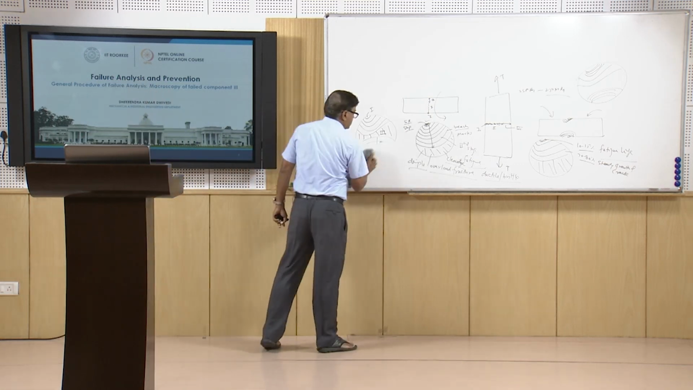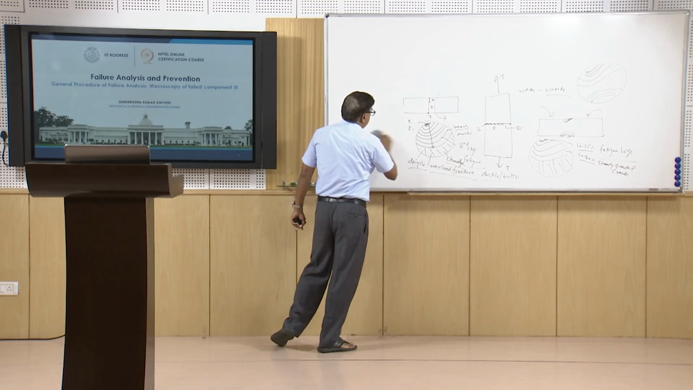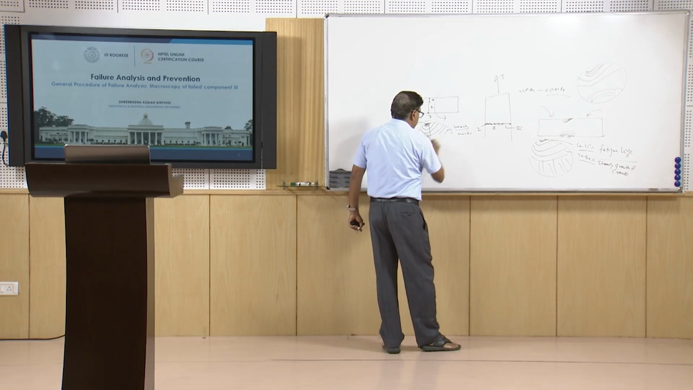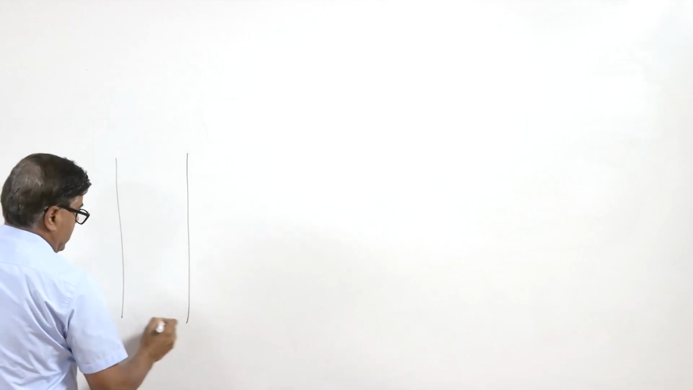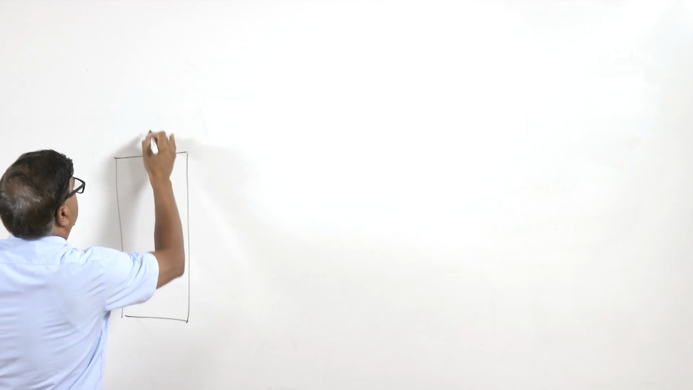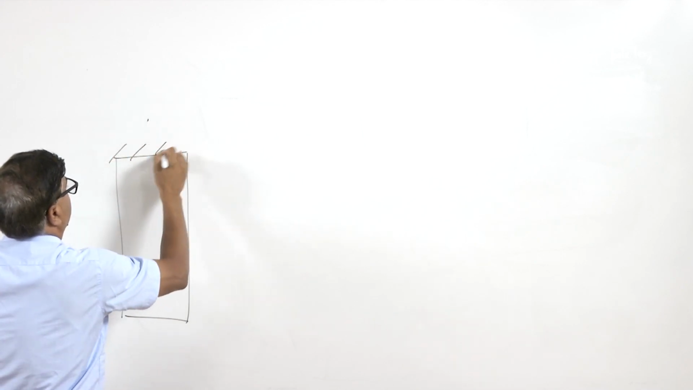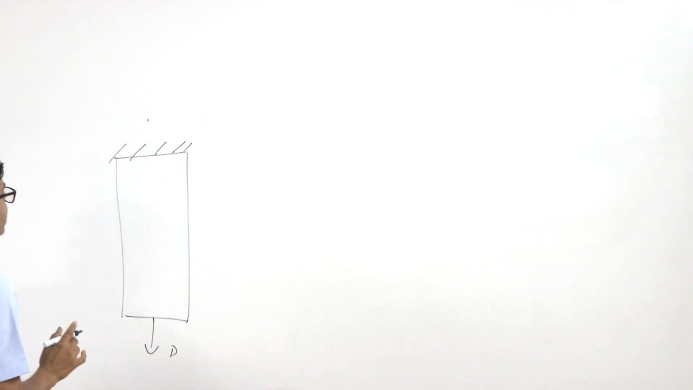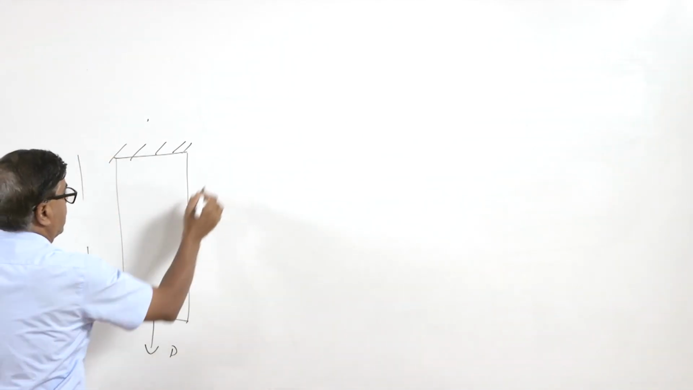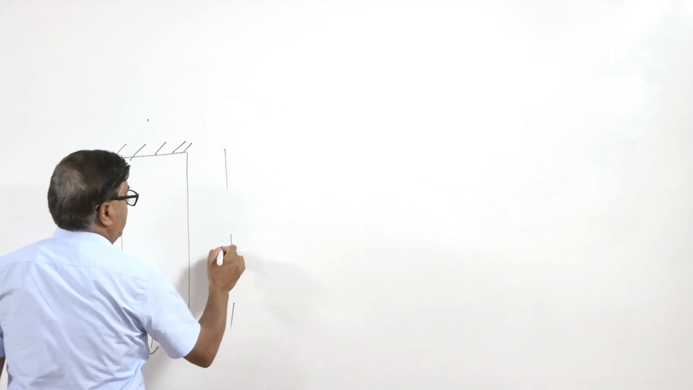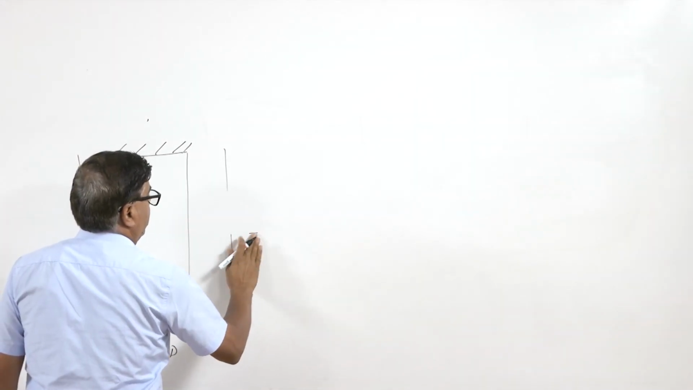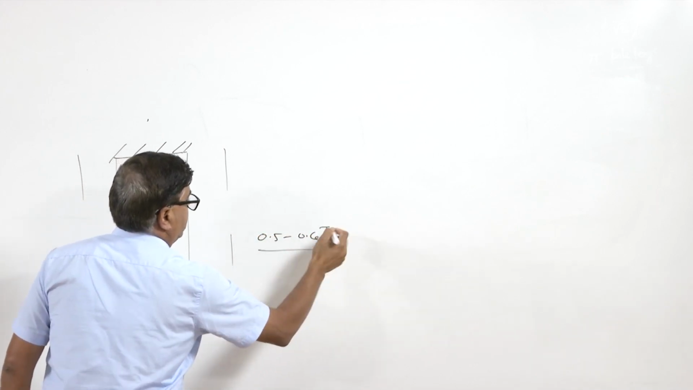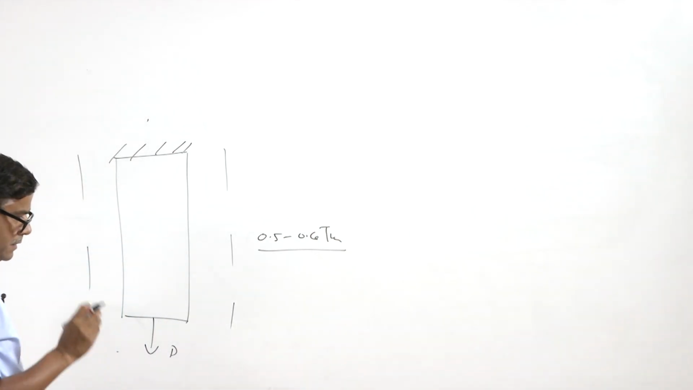The another one is the fracture of a sample occurring due to high temperature exposure. We know that when a component is subjected to a constant load P, say a tensile load, at a high temperature, say the exposure temperature is high, about 0.5 to 0.6 times the melting point. Tm is the melting point in Kelvin.